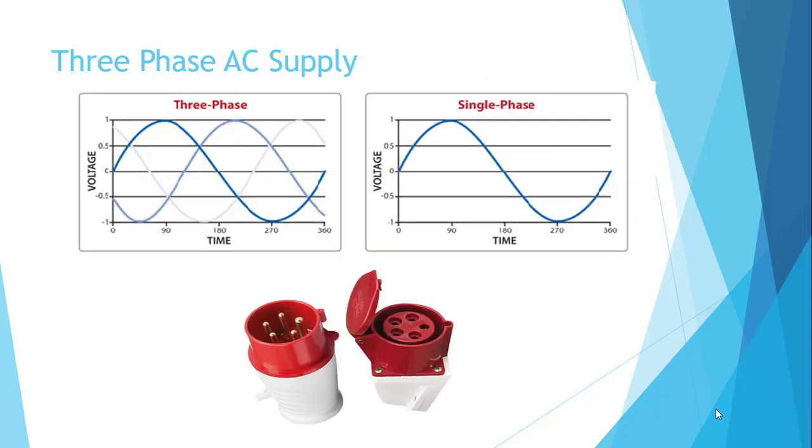Now that you have seen single phase supply, 3 phase supply is very similar, but instead of one live wire, it has got 3 live wires. The graph of 3 phase looks like what you can see on the left hand side, and the socket looks like what is shown below. 3 pins for live wires and 2 pins, one for neutral and another for ground.